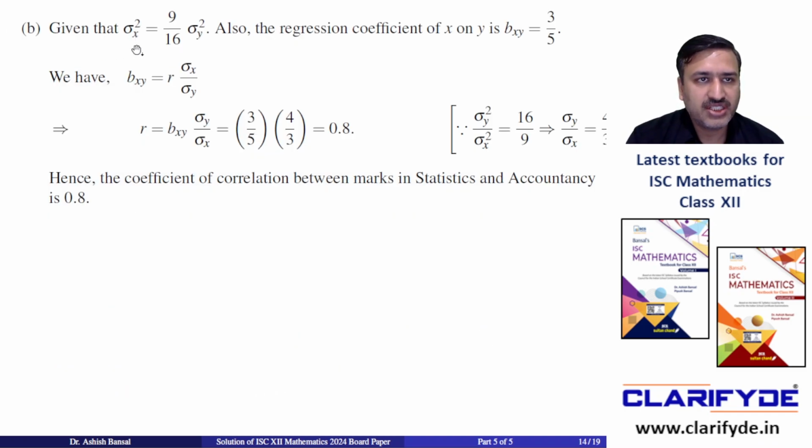We are also given that sigma x squared is 9 by 16 sigma y squared, and the regression coefficient of x on y, bxy, is 3 by 5. So we know this formula, bxy equal to r sigma x by sigma y. This results in r equal to bxy sigma y by sigma x. Substituting these values, we get 0.8. So we get the required coefficient of correlation between marks in statistics and accountancy as 0.8.